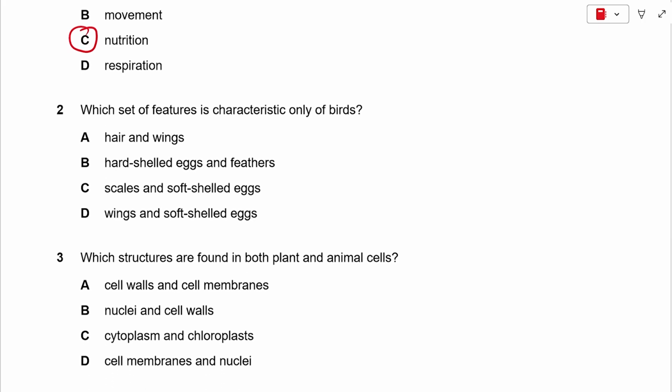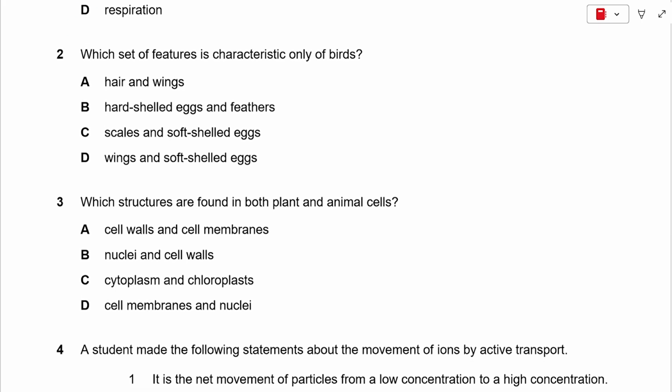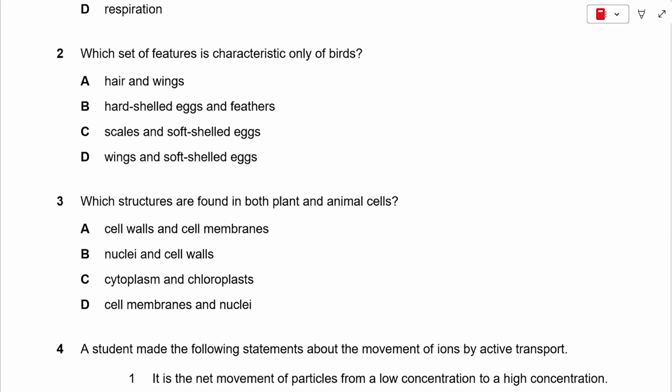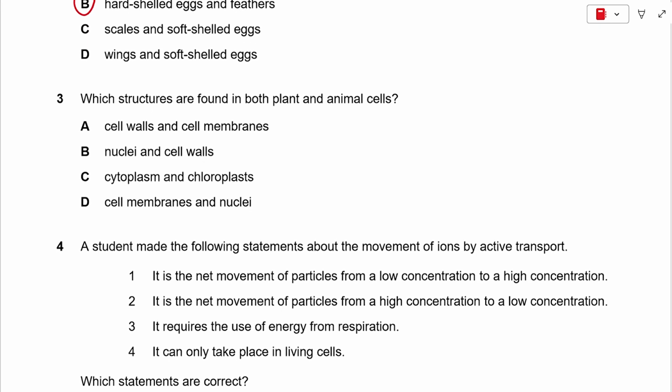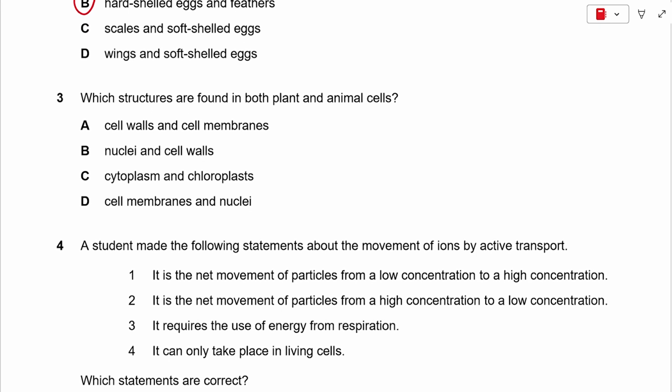Okay, number 2 says, which set of features is characteristic only for birds? Hair and wings, hard-shelled eggs and feathers, scales and soft-shelled eggs, wings and soft-shelled eggs. Now, we have to understand that birds usually lay hard-shelled eggs. So C and D won't have a chance. Then we have A, hair and wings. We don't have hair on a bird, we have feathers. So B will be our choice, hard-shelled eggs and feathers. So we'll choose B.